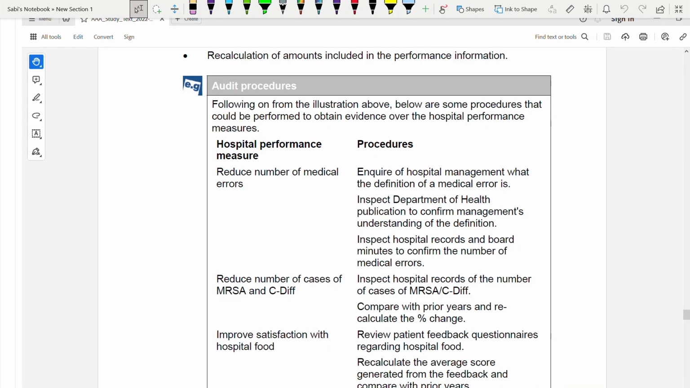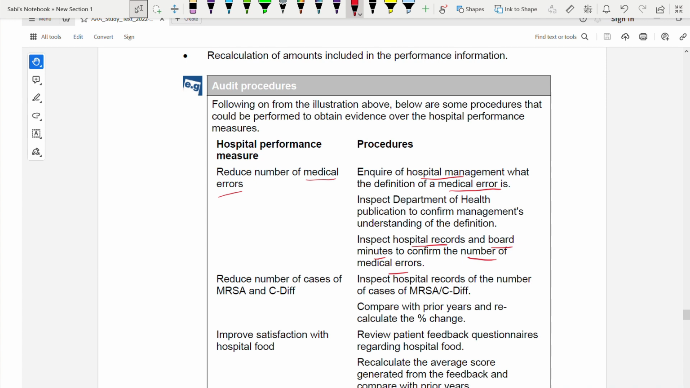So let's go through the audit procedure for hospital performance measures. Based on the measure we will be designing the procedure. Let's say your performance measure is to reduce the number of medical errors. This will be the procedure. You have to inquire of the hospital management what a medical error is. You can inspect the hospital records also, even the board minutes, to confirm the number of medical errors. This is the procedure if the performance measure is medical errors. You cannot use the same procedure if the performance measure is something else. That's why you have to link your performance measure with the procedure.